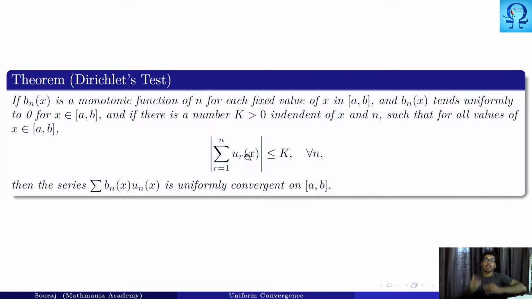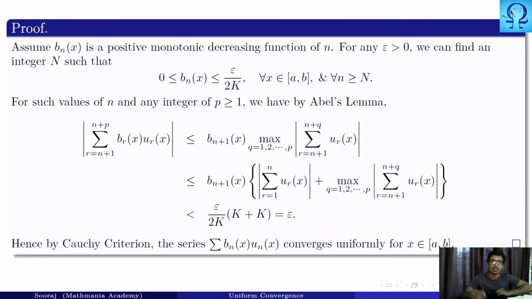Now we have another sequence un of x such that this is uniformly bounded. That means we have a monotone function of n which converges uniformly to 0, and we have a uniformly bounded sequence un. Then the series formed by multiplying the corresponding terms is uniformly convergent on AB. This is what the Dirichlet test says.